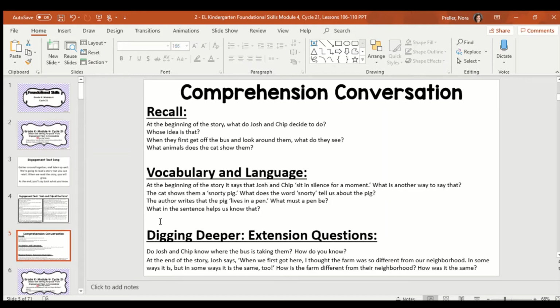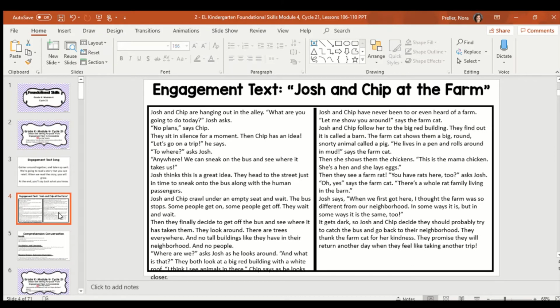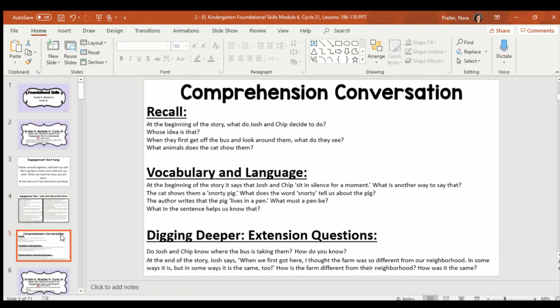Okay, my next question is, do Josh and Chip know where the bus is taking them? How do you know? Okay, let's look in the story. Well, it says right here, "To where?" asks Josh. "Anywhere. We can sneak on the bus and see where it takes us." So when they first get on that bus, they actually don't know where they're going. That's why it's part of their adventure.